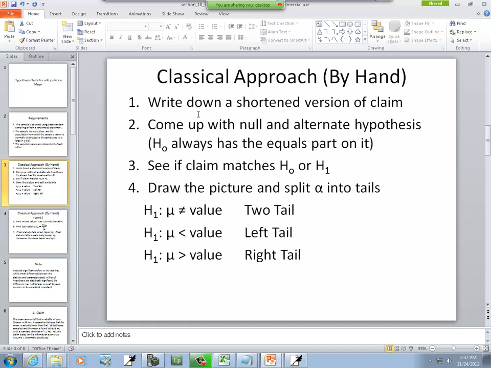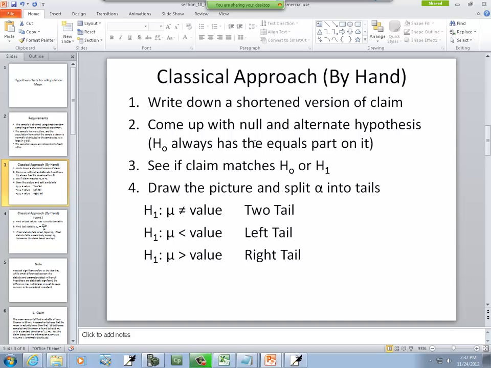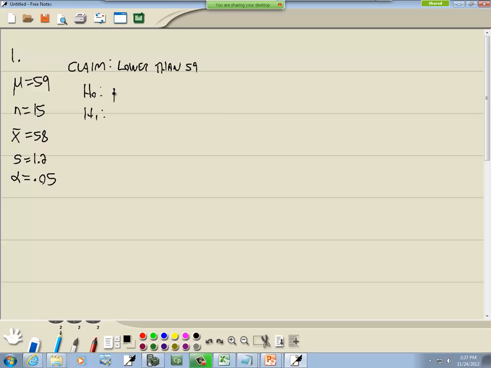Okay, step 1. Write down a shortened version of the claim. It did that. Come up with a null and alternate hypothesis. These are mu, since we're talking about population mean. Lower than, that symbol, if I were to write it, would be less than, which goes here, and greater than or equal to goes there. Now the only symbols you can put on H1 are less than, greater than, and not equal to. Only symbols you can put on H0 are less than or equal to, greater than or equal to, or equal to. So when this was a less than, I knew it had to go on H1.